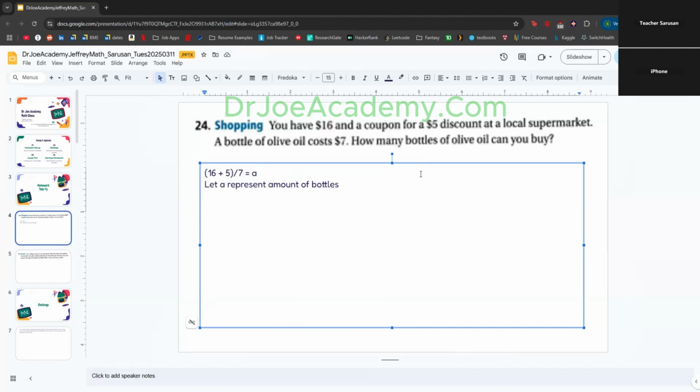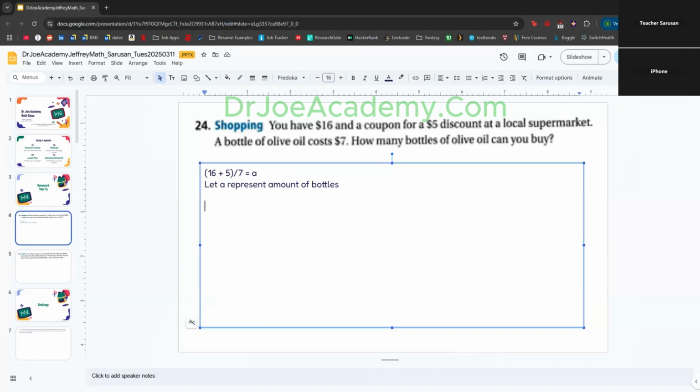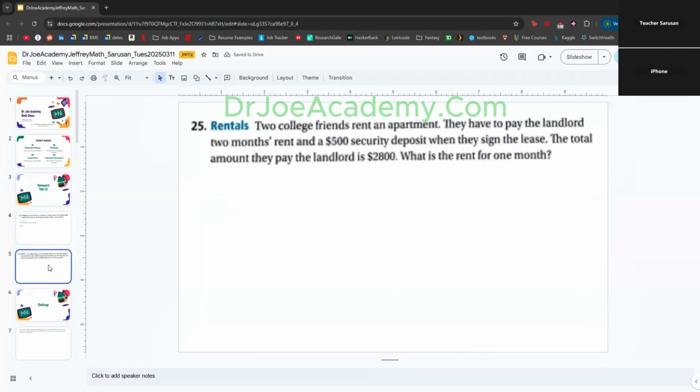One bottle is $7, $5 discount. Yeah, I guess everything's fine. Everything works out. So having your final answer as I believe you said 3 is totally fine. So it's going to be 21 over 7 equals 3. Sorry, equals A, and then 3 equals A. All right, so pretty simple, very straightforward. Let's check out this question as well.